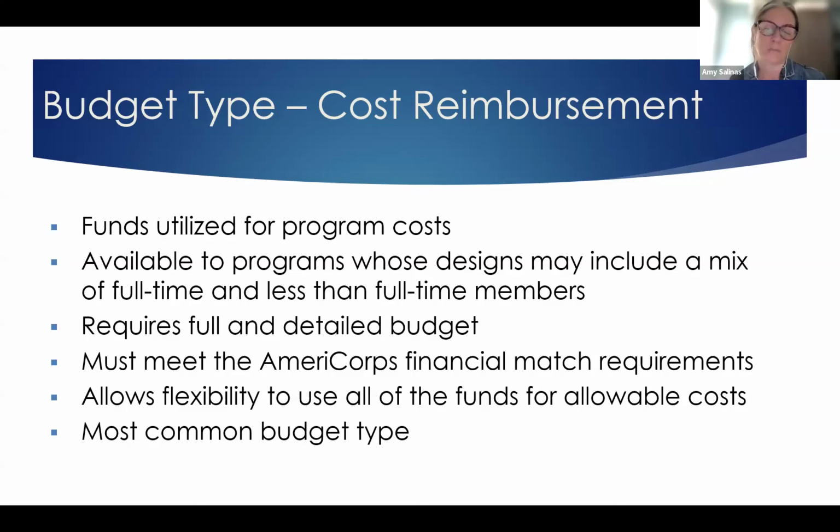A cost reimbursement budget requires a full and detailed budget that outlines both the CNCS and grantee funds. Through the grantee funds, programs must meet the AmeriCorps requirements for providing financial match, which we're just going to discuss later in this webinar. And the budget type also allows the flexibility to use all of the funds for allowable costs, regardless of whether your program recruits and retains all of your AmeriCorps members. This is the most common budget type, and that last piece I just said is where a big part of the difference is between the fixed and cost reimbursement.